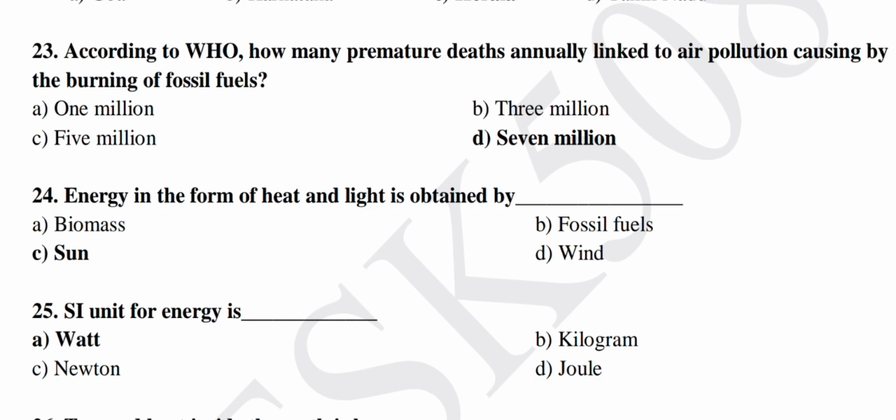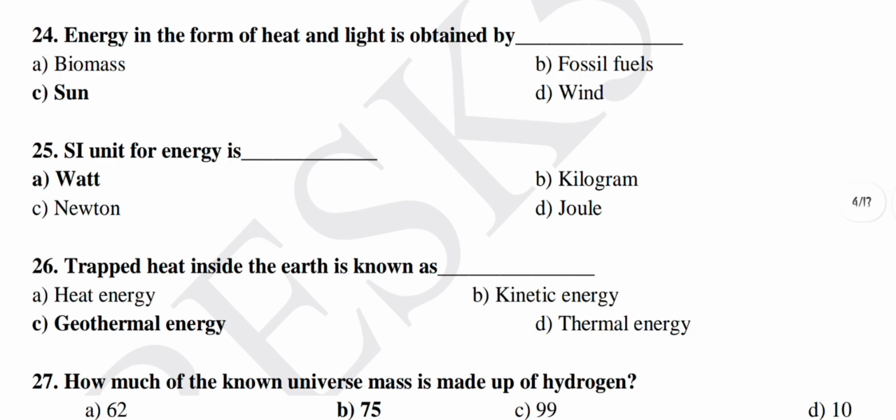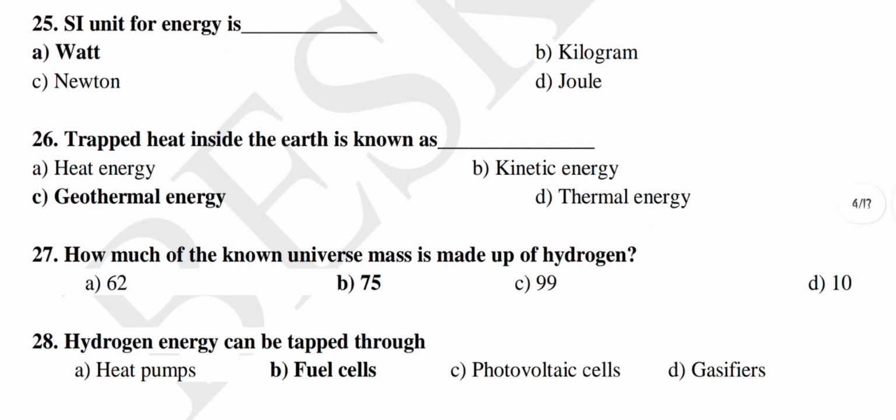The 24th, energy in the form of heat and light is obtained from the sun. The 25th, the SI unit of energy is the watt. Trapped heat inside the earth is known as geothermal energy. The 27th, how much of the known universe's mass is made up of hydrogen? 75.